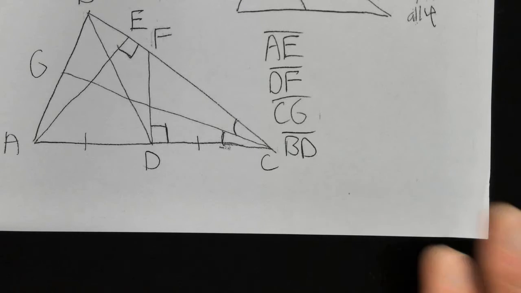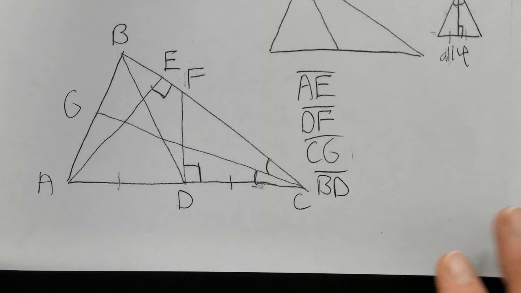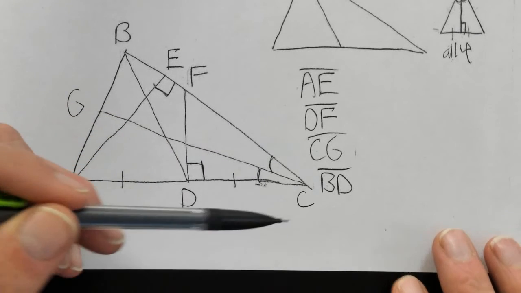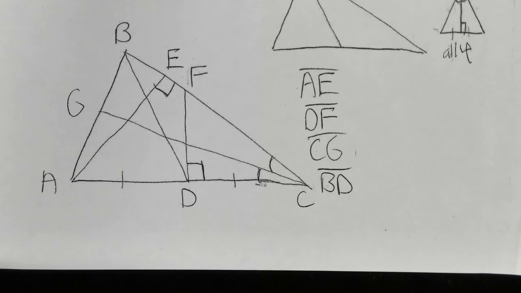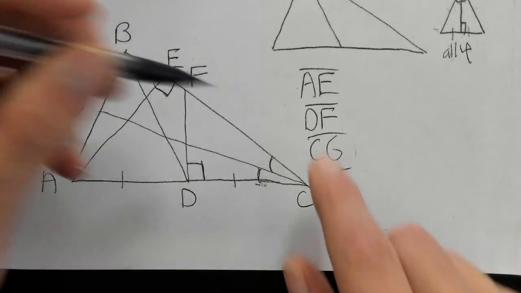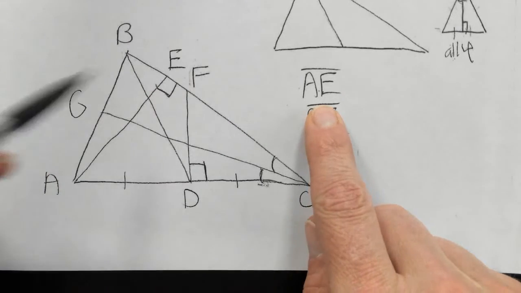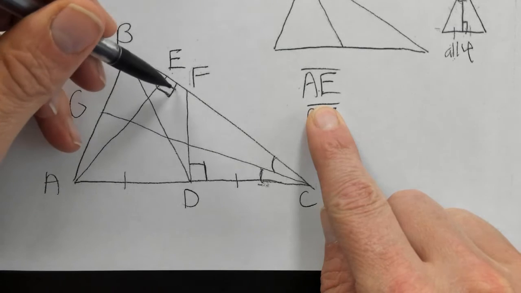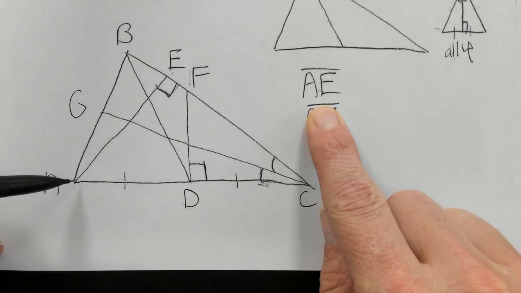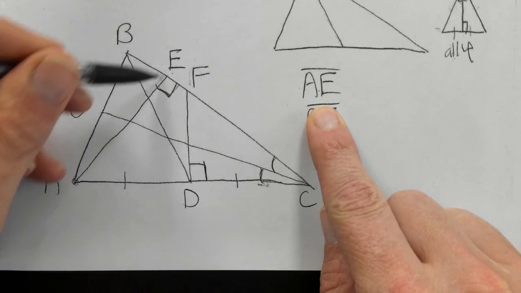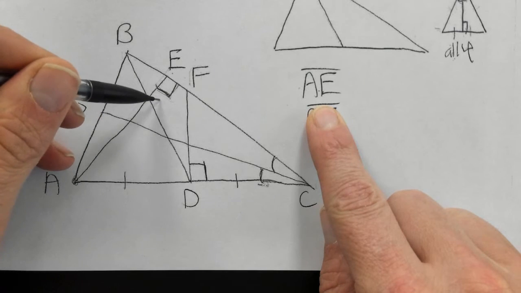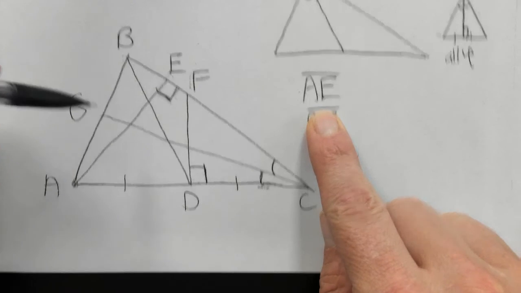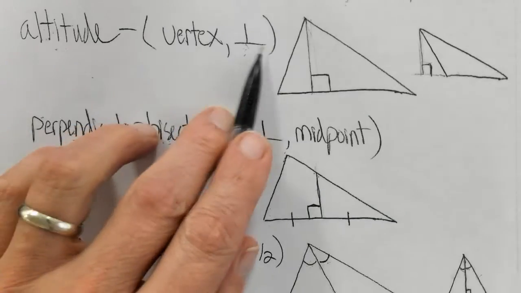Okay, so the next thing we come to is we want to identify the segment as one of those four special segments that we just looked at and studied. So AE is here. Let's see if we can identify it. It starts at a vertex and it hits the other side perpendicular. Well, what's the name of that segment? It's an altitude.